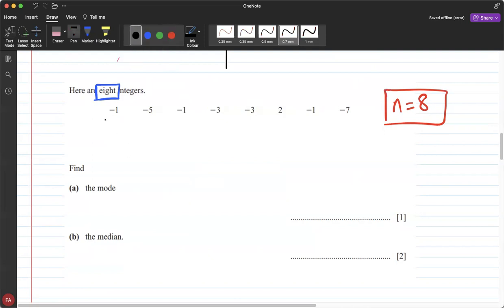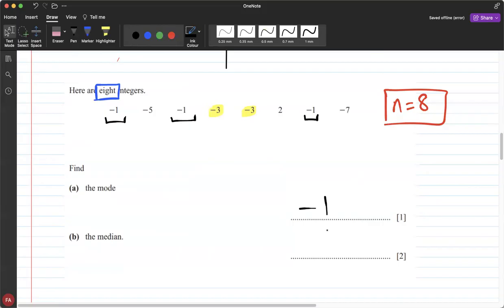Now in this question, you can see that -1 is being repeated thrice, whereas -3 is being repeated twice. So if I were to compare between -1 and -3, I can definitely say that -1 is repeated the most. That means my value for mode is going to be -1.